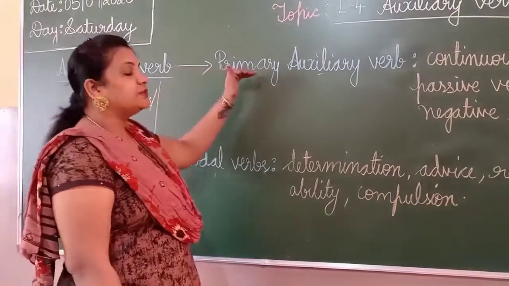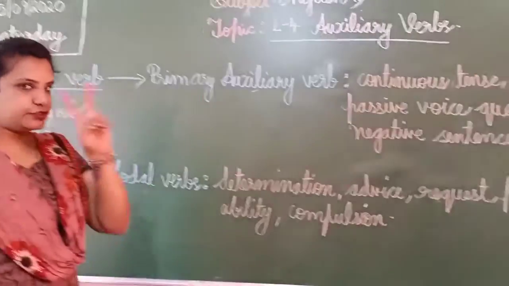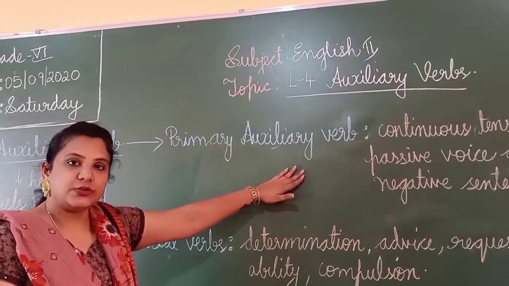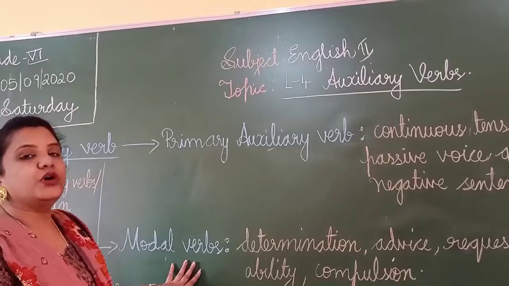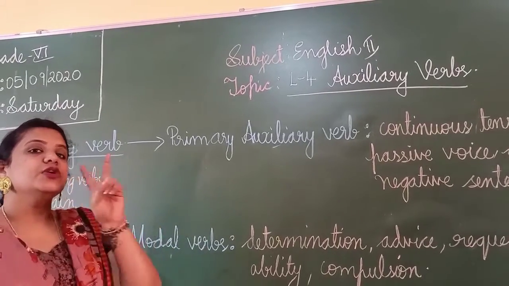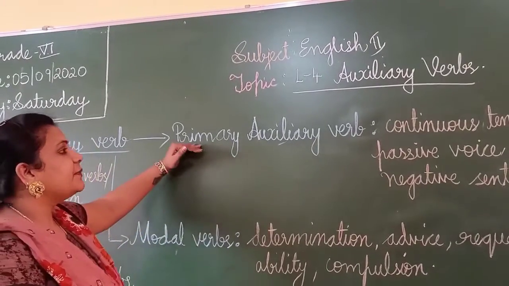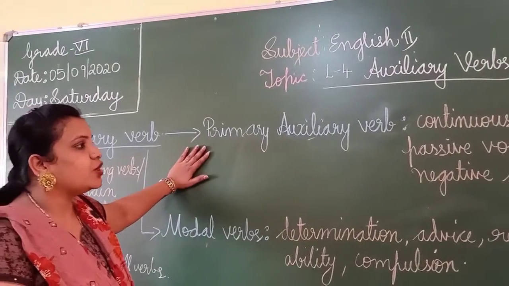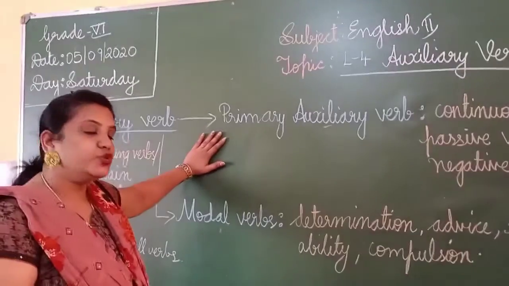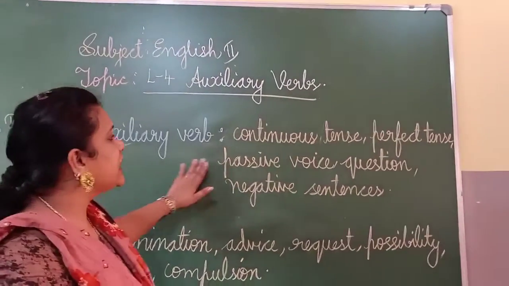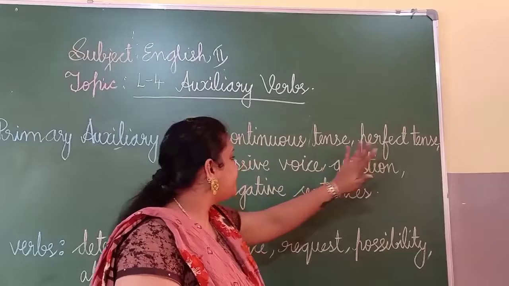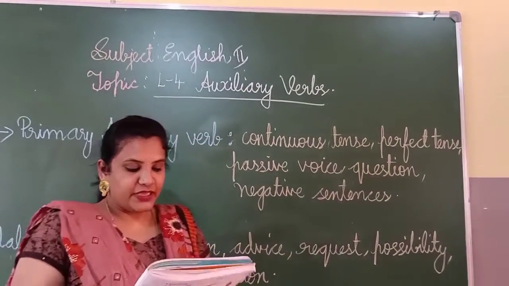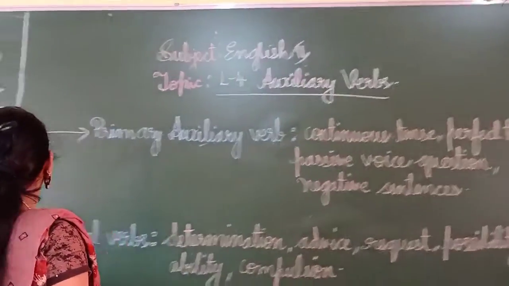Now, auxiliary verbs, you have two types. How many types do you have? Two types of auxiliary verbs, that is primary auxiliary verbs and modal verbs. Primary auxiliary verbs are the verbs which we use for sentences such as continuous tense, perfect tense, passive voice, question and negative sentences.